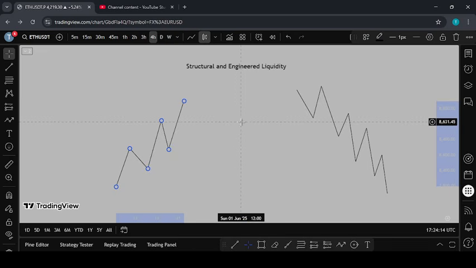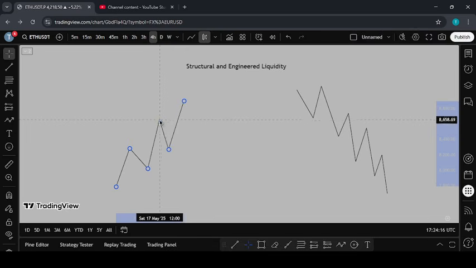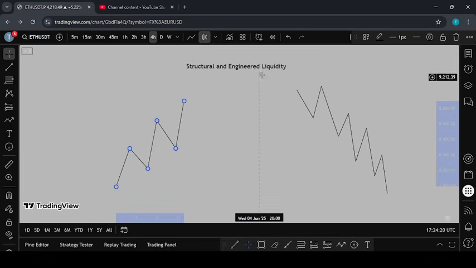Now, how is structural liquidity formed? It is formed when the market is forming a structure of buy or sell, in an uptrend or a downtrend, right? So it's not majorly just an uptrend. It's in the structural market, be it uptrend or downtrend.